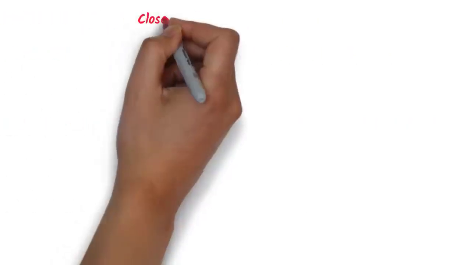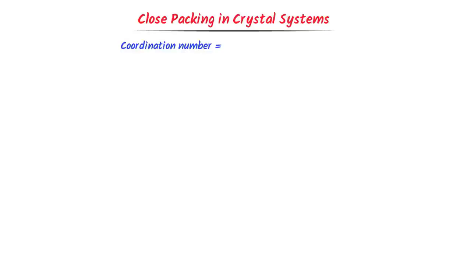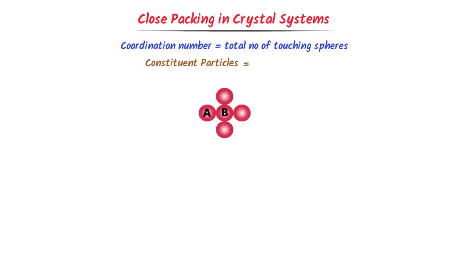Now let me teach you close packing in crystal system. To learn this concept easily, we must learn coordination number. Coordination number is equal to the total number of touching spheres. For example, consider these constituent particles. Remember that in case of close packing, I will not use the term constituent particles. Rather, I will use the word sphere because particles look like sphere in close packing.